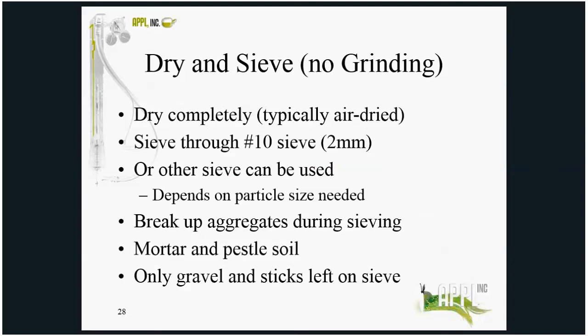You may want to dry and sieve your sample, but not grind. In order to do this, you're going to go through the drying like we did on the bulk picture we had earlier. The sample is going to be laid out overnight, dried, weighed the next morning. Once it comes to a constant weight, you will put it through a number 10 sieve. And you want to make sure that all the aggregates are broken up either by hand or by mortar and pestle if needed. The only things left on that sieve should be rocks and vegetation. So you want to make sure that the entire sample is processed.